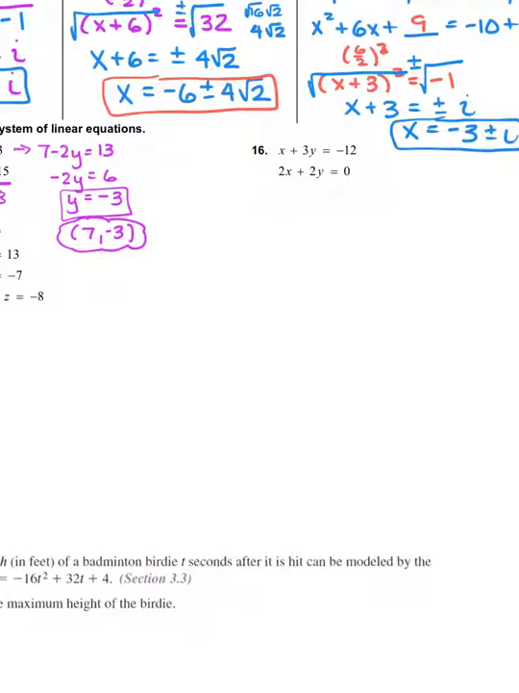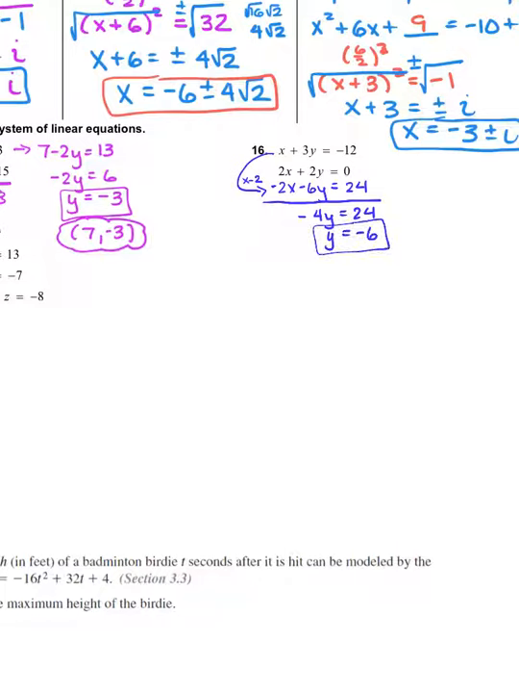So in number 16, notice nothing cancels right away. So what I'm going to do is multiply everything in that top equation by negative 2. So that gives me negative 2x minus 6y equals a positive 24. And now I'm ready to just add these together. So x's go away. I get negative 4y equals 24. So y is negative 6.